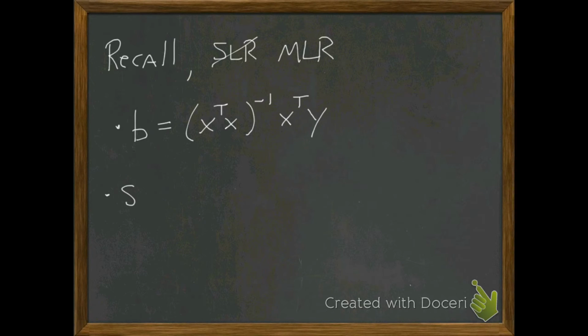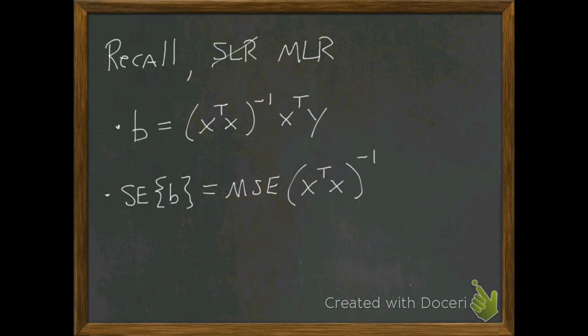Something else I would want you to remember is the standard error for the betas can be found by taking the mean square error times part of this. So it's just that part.